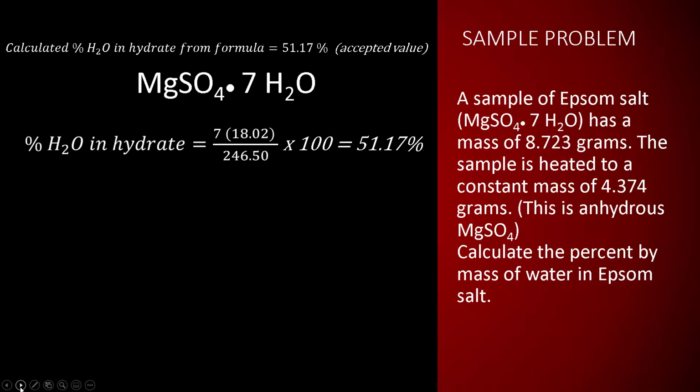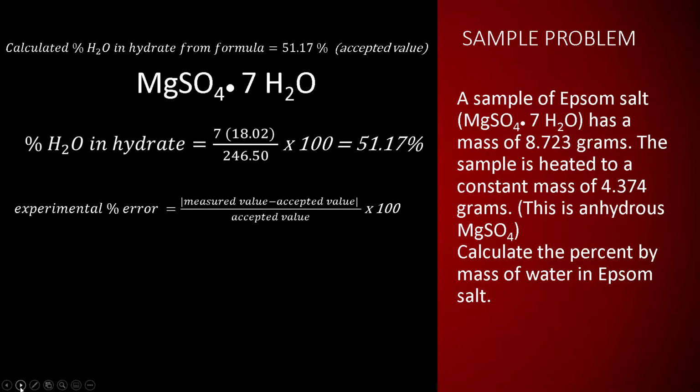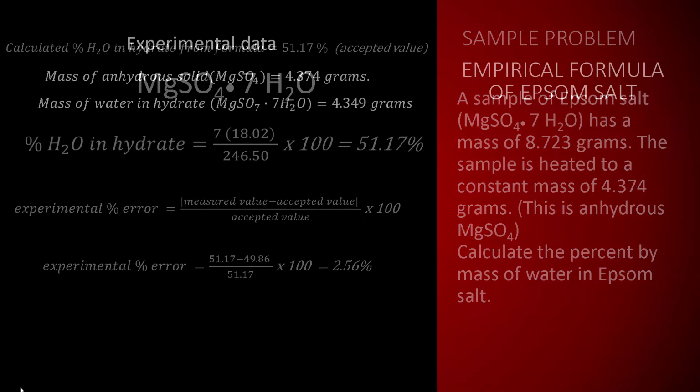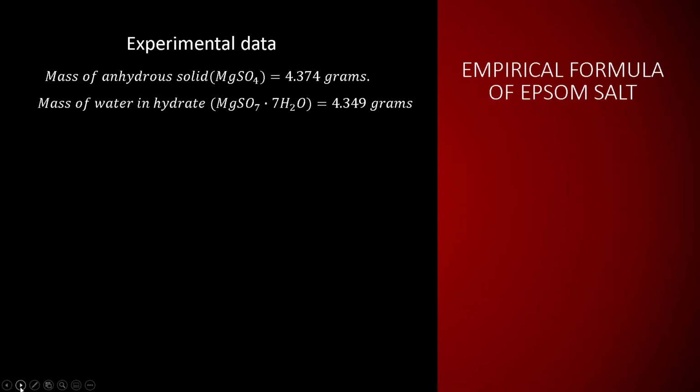Using the formula as we did before, we see that water in magnesium sulfate heptahydrate should be around 51%. And so we would, in this case, have some experimental percent error. We can calculate that by taking the measured value and subtracting from that the accepted value and dividing that by the accepted value, multiplying by 100. In this case, we'd get a percent error of about 2.56%.